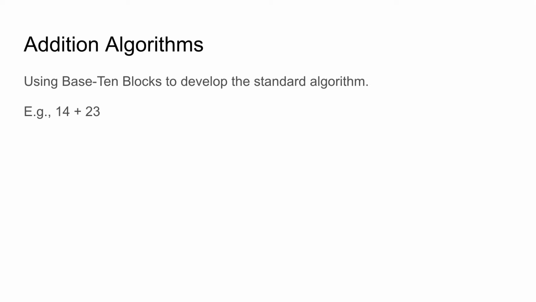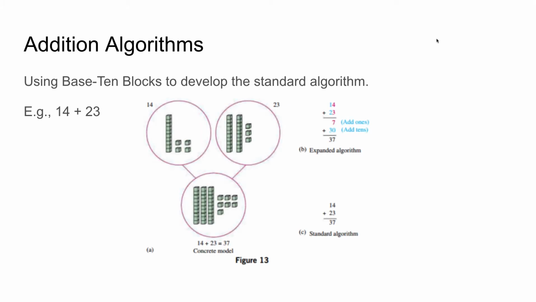So for example, if we are doing 14 plus 23, let's use base 10 blocks. 14. So this rod is 10, because these small cubes are the units, right? So 1, 2, 3, 4, and you have 10 of them, which is 1 ten. So this is 1 ten, 4 ones. Then 23 is 2 tens, 3 ones. So when we are adding them together, we can write it this way.